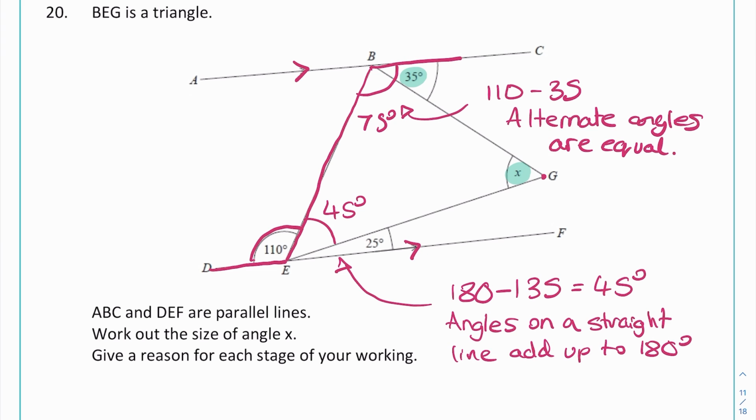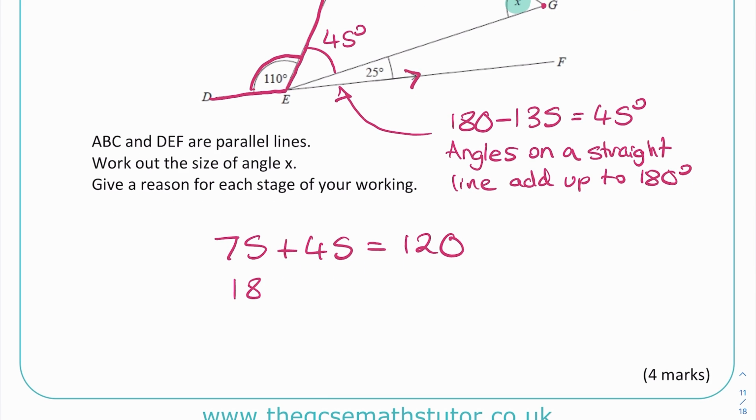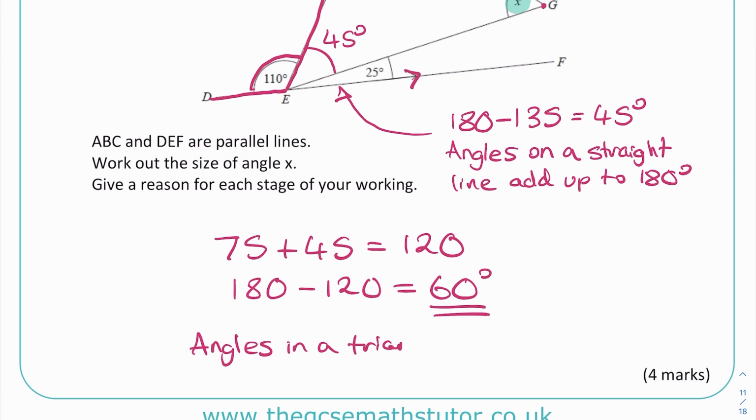And of course you might be looking at this question and thinking about a different route, and that's absolutely fine as well. But there we go, that one is 75 degrees. I can now find the value of x because angles in a triangle add up to 180 degrees. So I can finish this off, 75 plus 45, and that adds up to 120. Angles in a triangle add up to 180, so 180 minus 120 is going to be equal to 60 degrees, and my reason for that, angles in a triangle add up to 180 degrees.